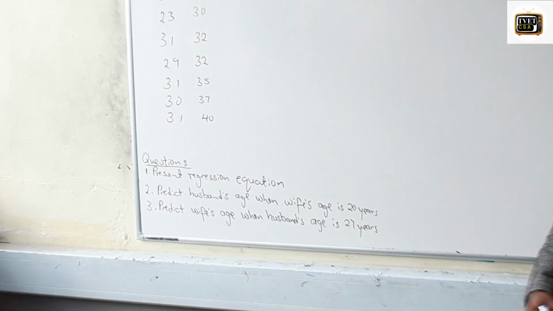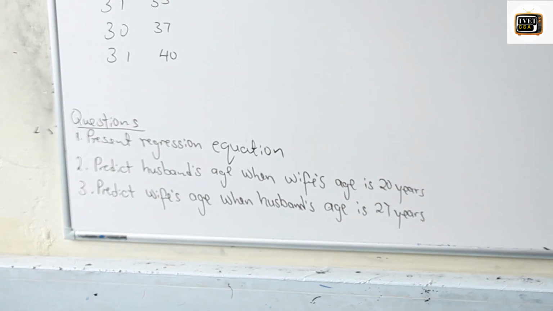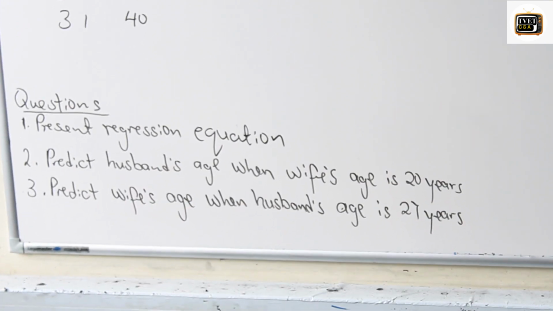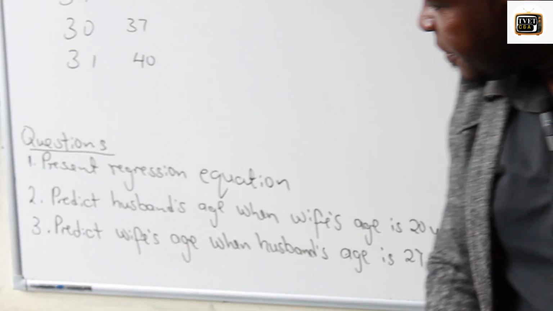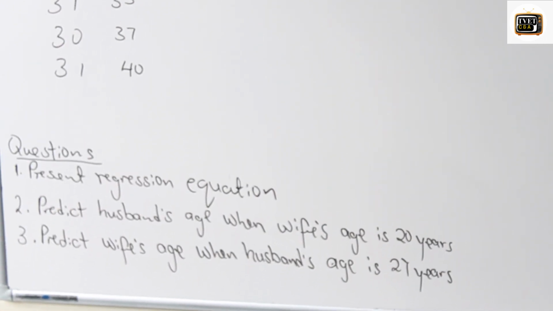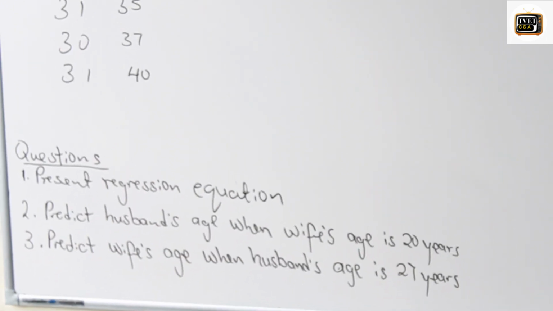Today, I'll take you through regression analysis. The sample question is going to guide us to answer the following questions. Question number 1: present the regression equation. Number 2: predict the husband's age when the wife's age is 20 years. The final question: predict the wife's age when the husband's age is 27 years.